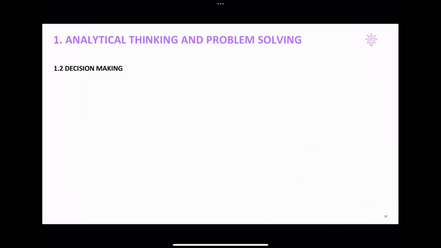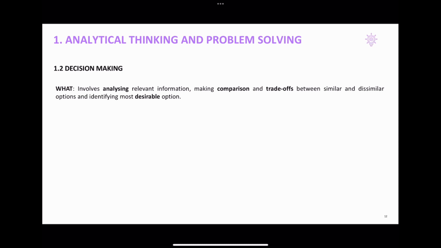So, what happens when a decision needs to be made? Well, when a decision needs to be made, we as BAs are involved in analyzing the relevant information. We can make comparisons, think of trade-offs, but ensure that the most desirable optimum solution or conclusion is reached. Why do we do it? We do this because it helps us understand the criteria for making a decision, and also it helps to make better decisions in turn. How do we go about decision making?